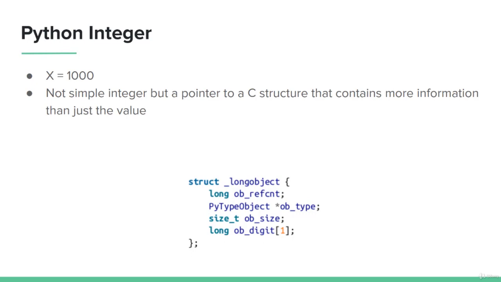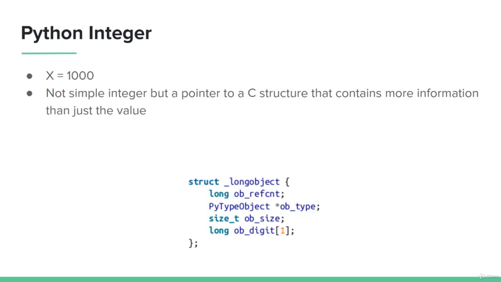So as far as the code is concerned, we just need to initialize x, the equality sign, and we have stored the 1000 number in the variable x. But in reality, this is not just a simple integer or a container. It is actually a pointer to a C data structure that contains more information than just the value itself. So let's look at this code.